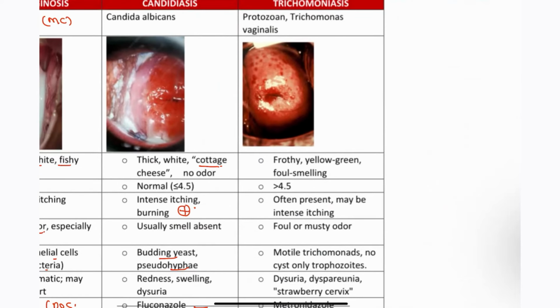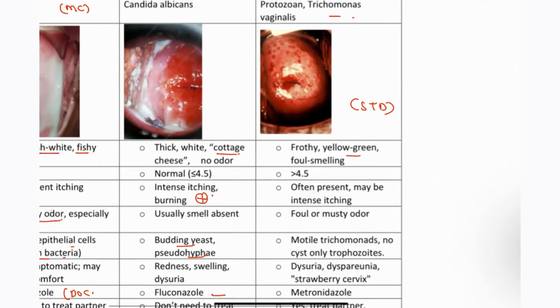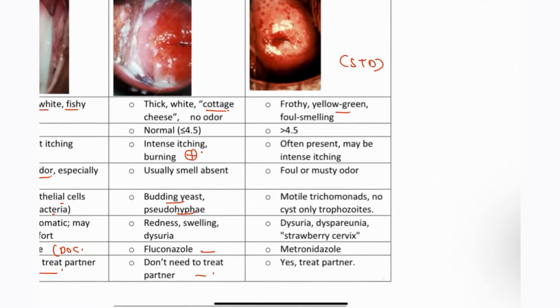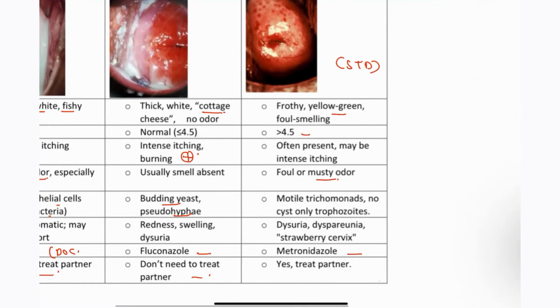Next, trichomonas is known as an STD due to the protozoa Trichomonas vaginalis. Frothy yellow-green discharge will be seen in this patient, and there will be a musty odor. The pH is also raised here. The drug of choice for this patient is again metronidazole. As this is an STD, you have to treat the partner, and a strawberry cervix is seen on examination.